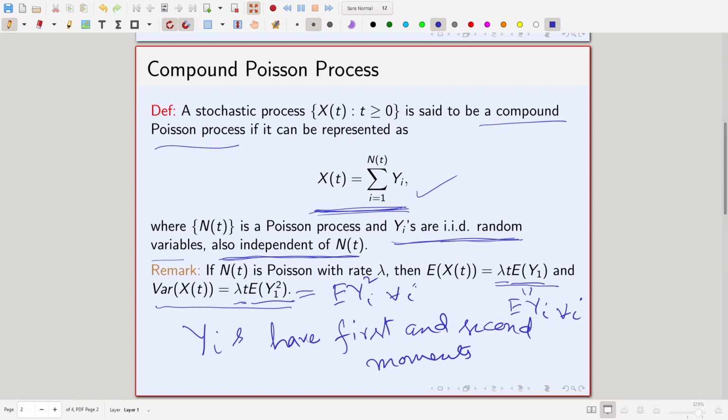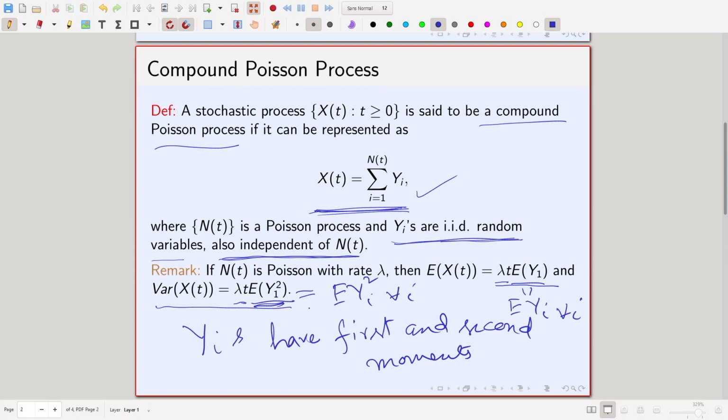Since this is iid, it is just stated in terms of Y_1. So the expectation of X_t is lambda t times the expectation of Y_1, and the variance of X_t is lambda t times the expectation of Y_1 squared. You should be careful here: it is not the variance of Y_1, but the expectation of Y_1 squared, the second moment of Y_1.